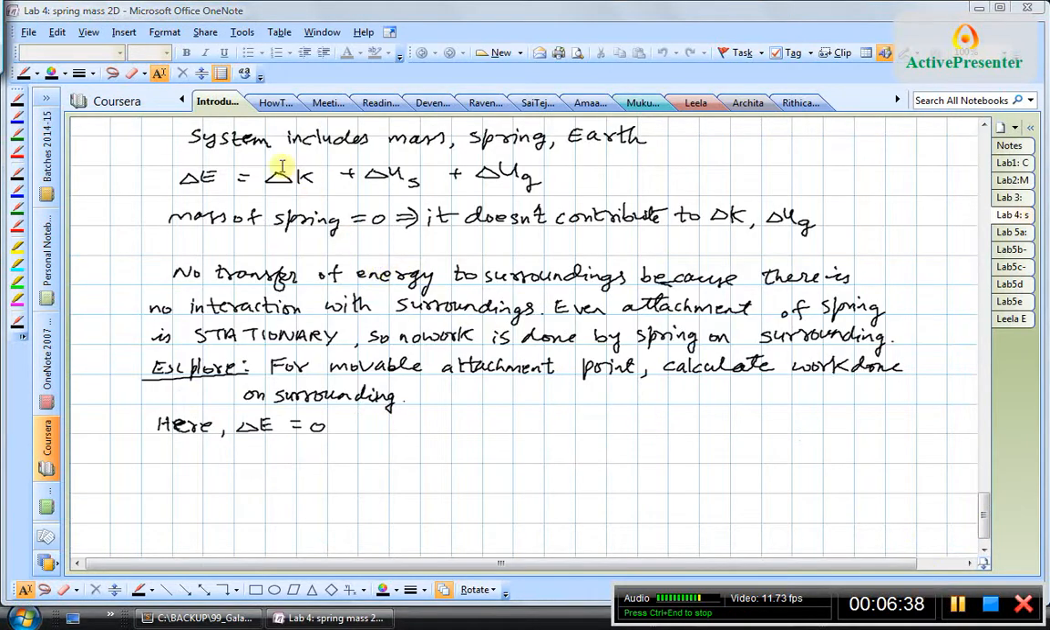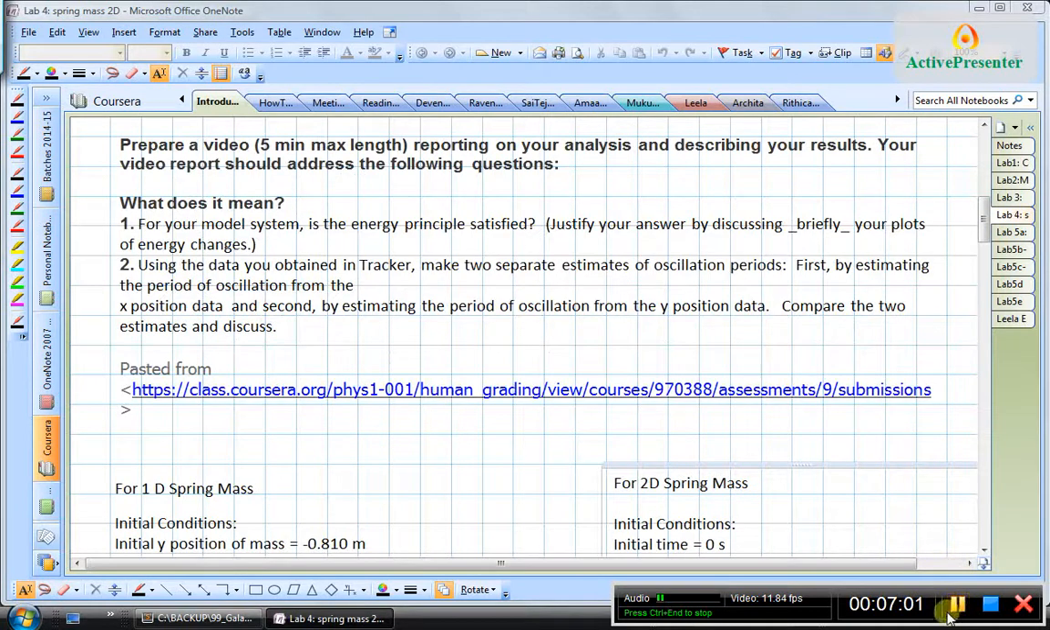Regarding the energy changes, since the system consists of only the mass, spring and earth, there is no energy being transferred out or into the system. And since the mass of the spring is 0, it doesn't contribute to any change in kinetic or gravitational potential energy. So the sum of all the changes should be 0, and that's what we saw in the simulation also.